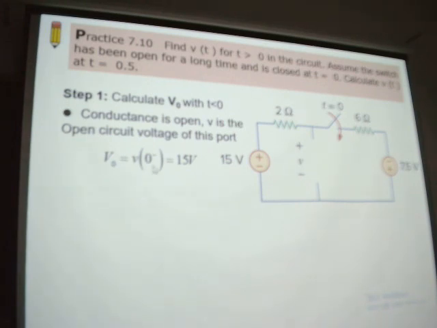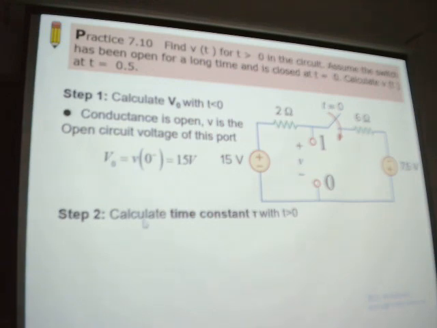Our V0 equals V0 minus. So I will get this value. For the second step, we calculate the time constant, tau, for t greater than 0.